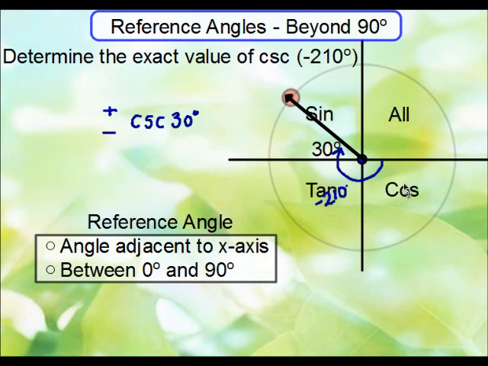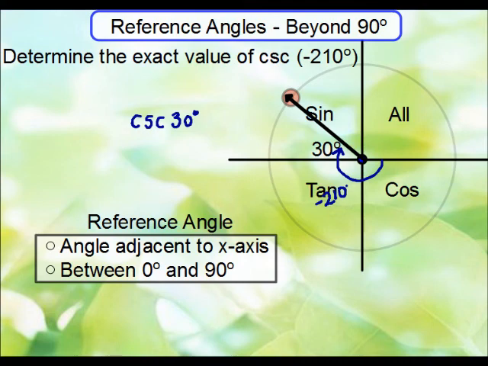Keep in mind that all of them are positive here, but just the sine here. But remember that the sine has a reciprocal, the cosecant. Whatever is true for the sine is also true for the cosecant. So since the sine is positive in this quadrant, the cosecant will also be positive.